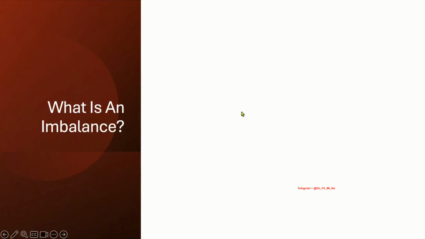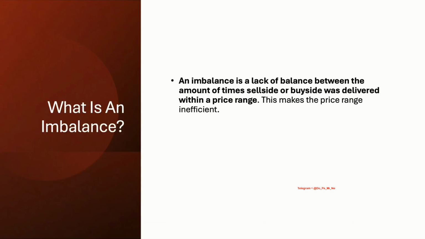What is an imbalance? An imbalance is a lack of balance between the amount of times sell side or buy side was delivered within a price range. This makes the price range inefficient.